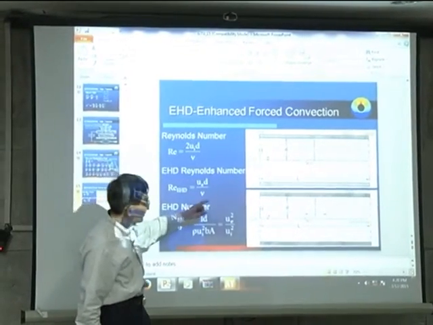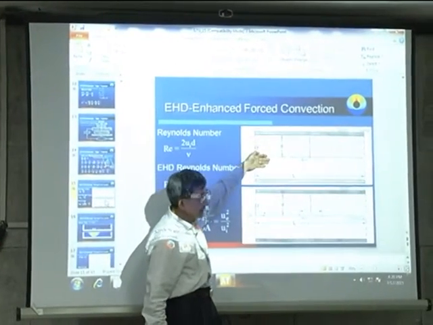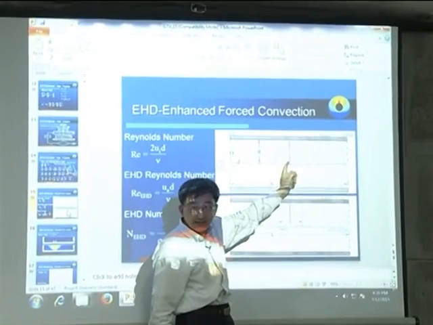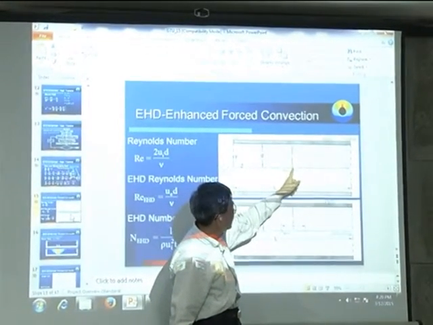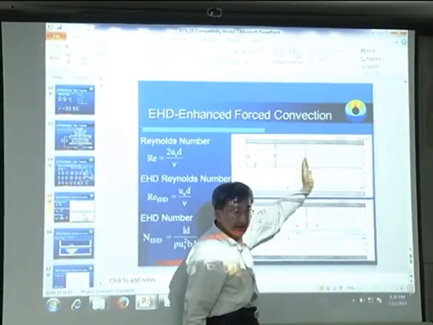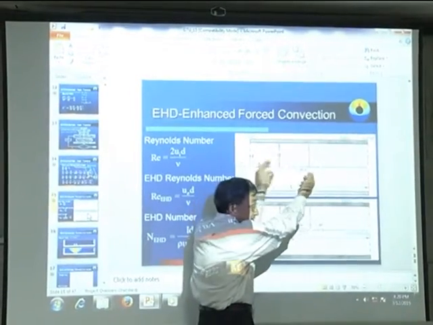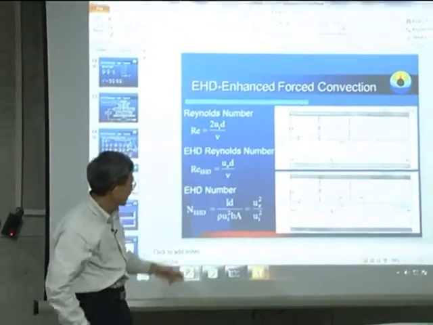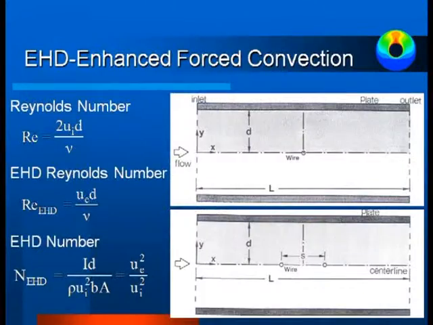The velocity is based on the EHD velocity. The reason is that we have a flow coming into the channel, and the wire is going to generate corona wind. The corona wind will be issued from the wire to the ground. So there's another velocity. We are looking at the interaction of the flow field and the electrical field. So we have these two governing parameters. And in this case, I've defined a new parameter called the EHD number.